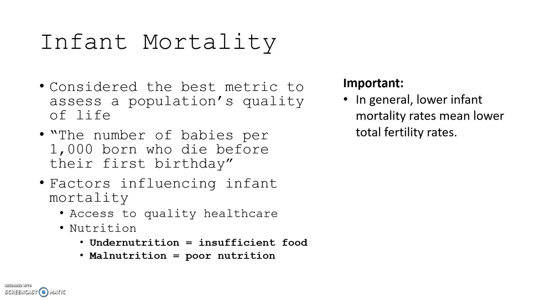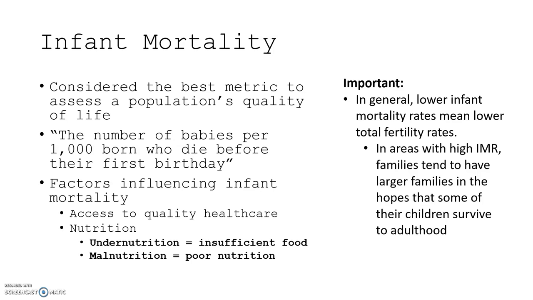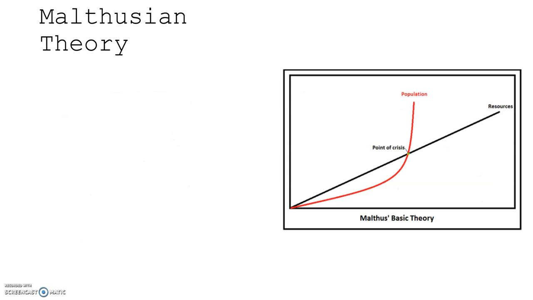Important in general, lower infant mortality rates means lower total fertility rates. If we have fewer babies dying, we're going to have to birth fewer babies. In areas where the infant mortality rate is high, families tend to have larger families in the hopes that some of their children survive to adulthood.